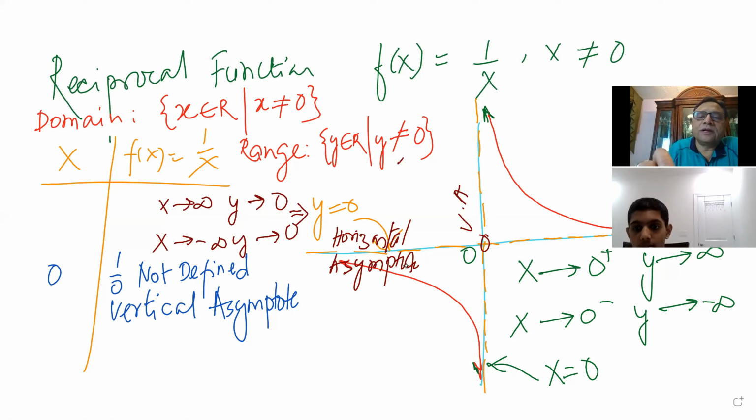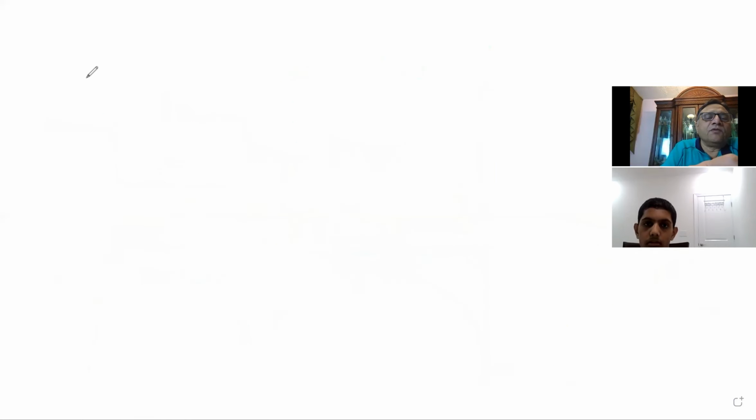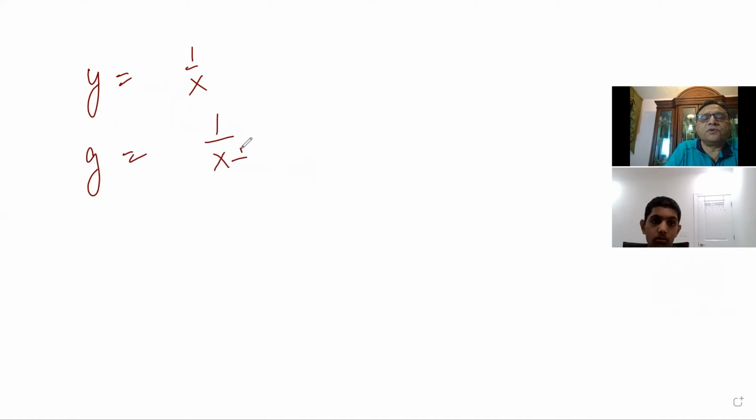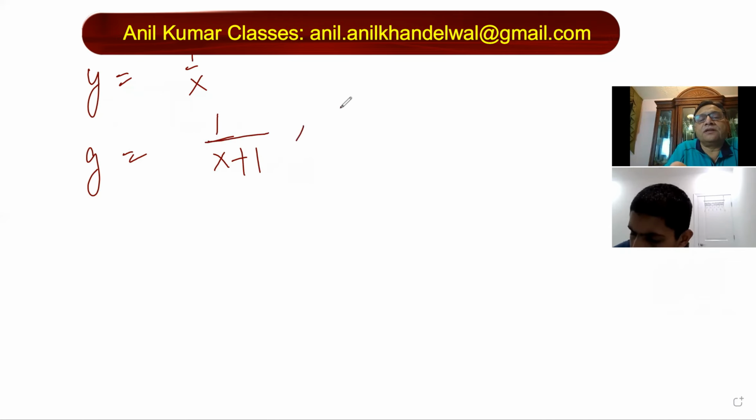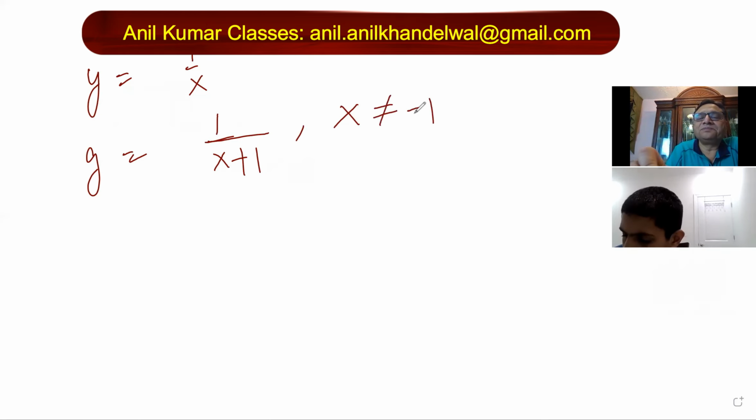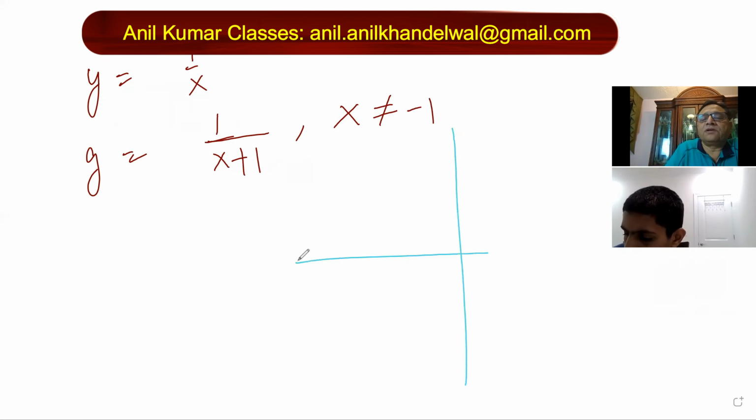Okay. Now, let's move forward with this function 1 over x and look at its transformations. So, let me clear this. We start with the function y equals 1 over x. And now, let us say g is 1 over x plus 1. So now what happens? As soon as you say x plus 1, the restriction is that x is not equal to minus 1, correct? And the graph of this particular function will now have the restriction that x is not minus 1.